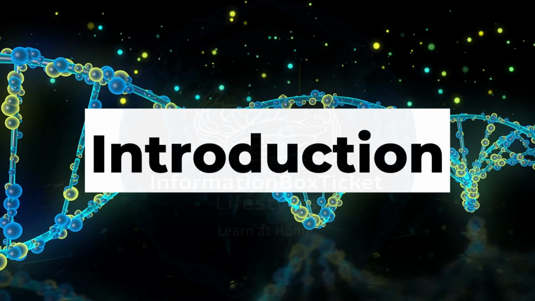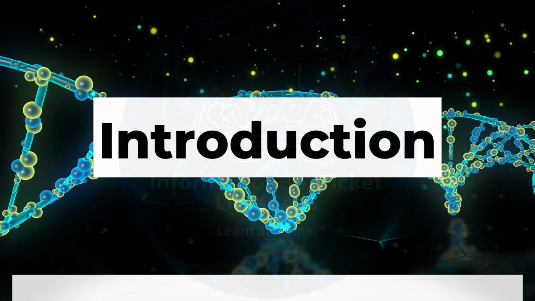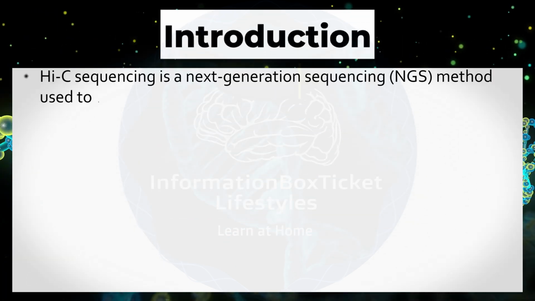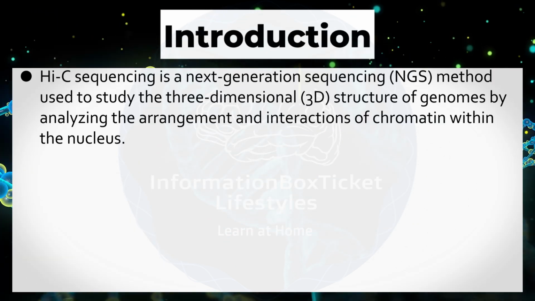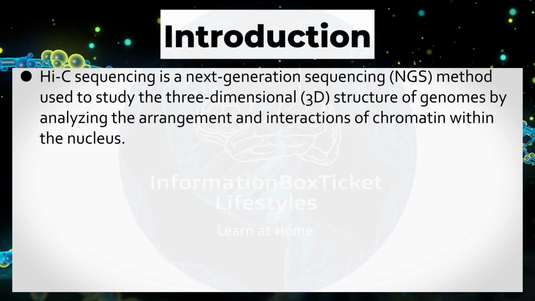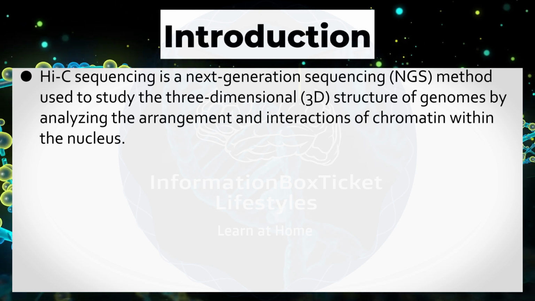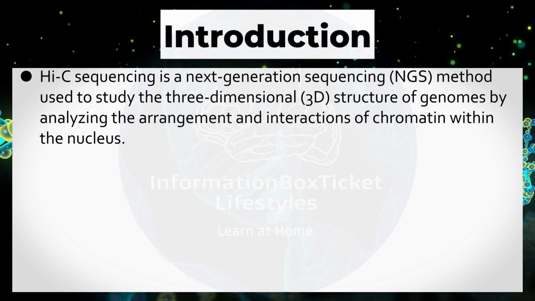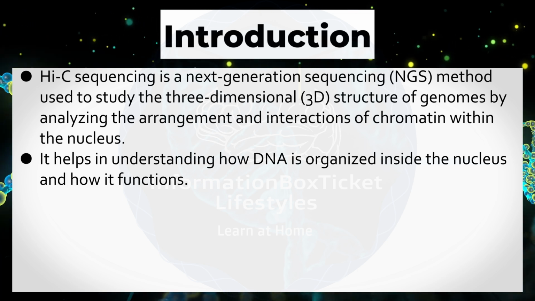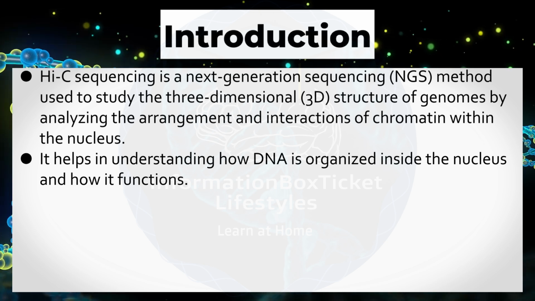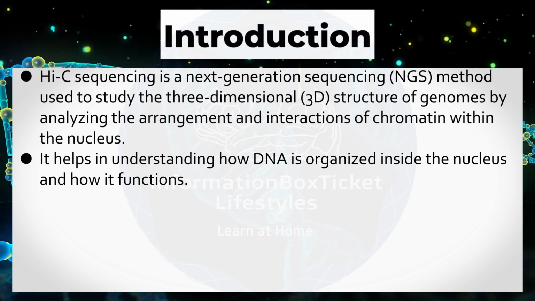Introduction to Hi-C sequencing. Hi-C sequencing is a next-generation sequencing (NGS) method used to study the three-dimensional, 3D structure of genomes by analyzing the arrangement and interactions of chromatin within the nucleus. It helps in understanding how DNA is organized inside the nucleus and how it functions.